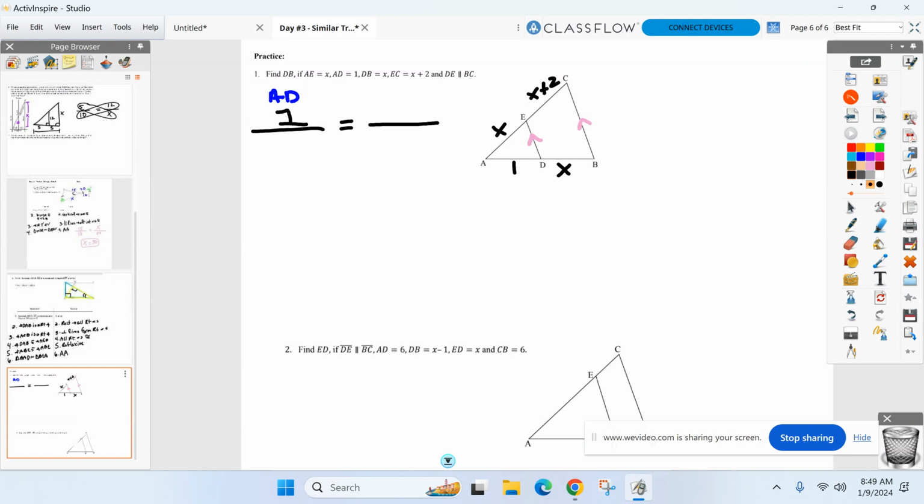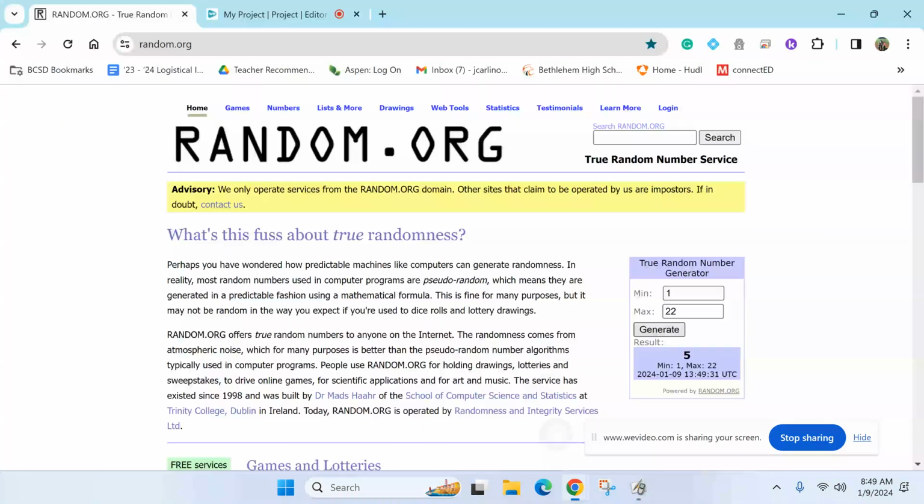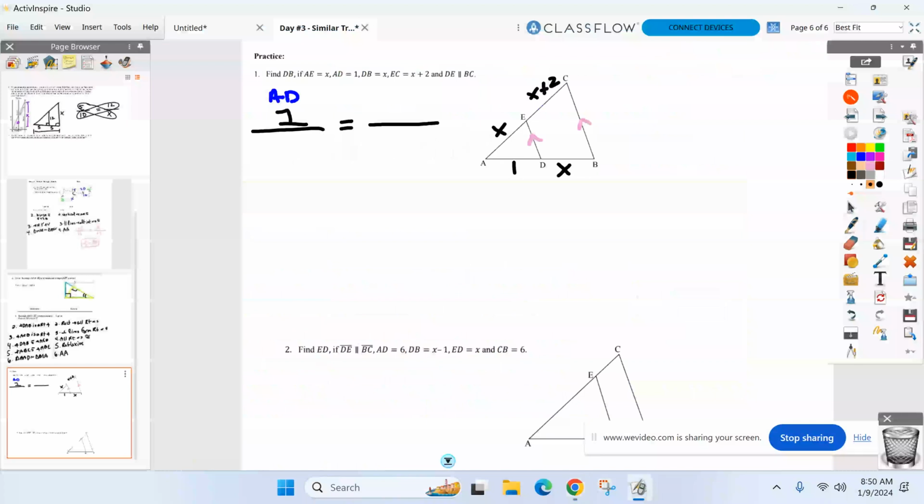Now your job: what does AD match up with in the big triangle, and how long is it? Here's where I get nervous. Full sides only. AD matches up with what side, and how long is it? So let's start here. Zoli, AD matches up with what side? DB. Okay. It's got to match up with a full side in the big triangle, and DB is not a full side in the big triangle. It is a partial side. AD is in the small triangle. What does it match up with in the big triangle?